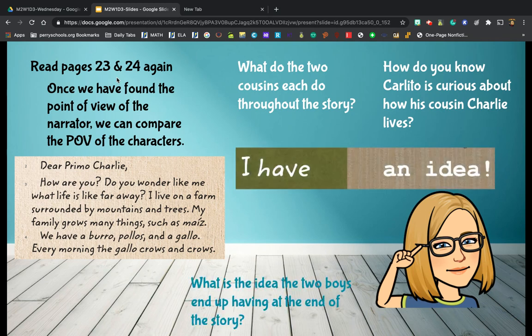And then at the end, the boys have an idea. What is the idea that the two boys end up having at the end of the story? Well, I remember from the story that they want to come and visit each other. So they come up with the idea for Charlie to come to Mexico and for Carlitos to come to America.